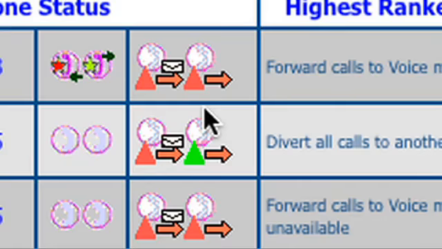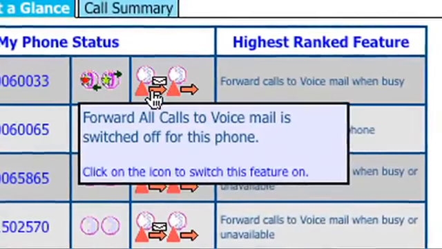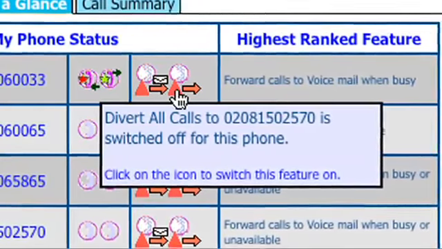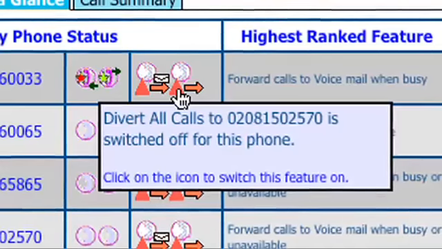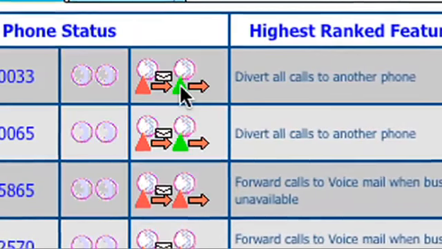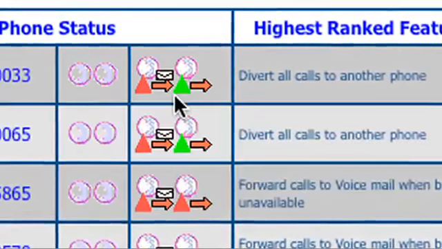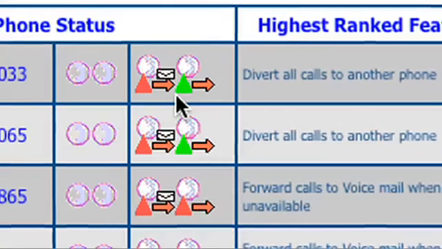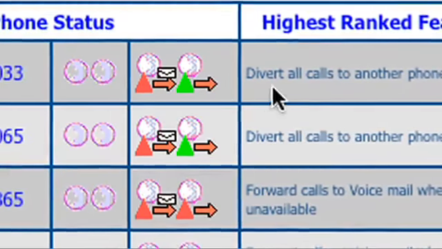These are quick keys to turn forward all calls to voicemail on, or turn your divert all calls on. So it's as easy as just logging on and clicking these quick keys. The colour of the icon shows you whether the feature is turned on or off, on represented by green.